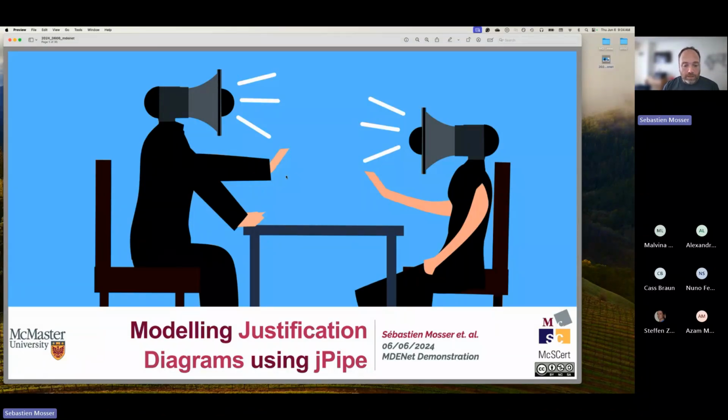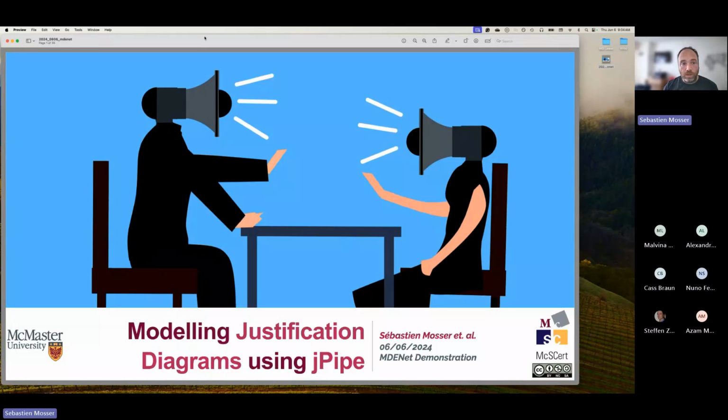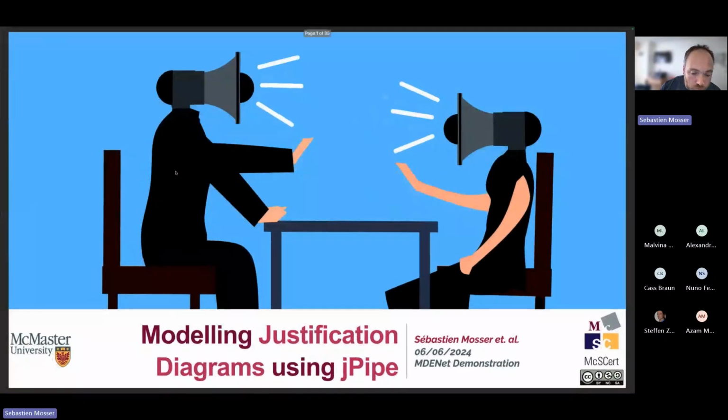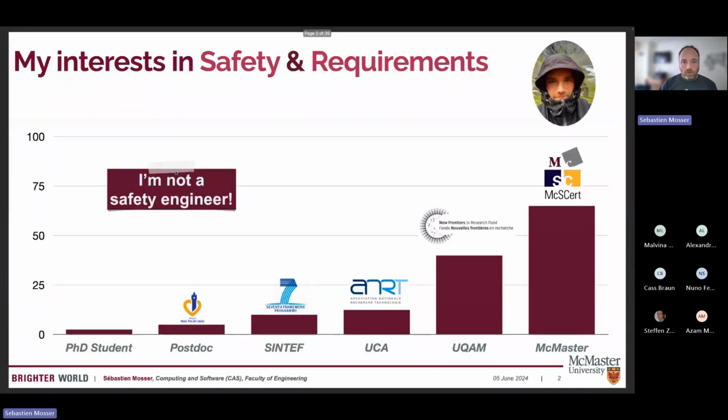What I'm going to present is the jPipe tool and, more generally, how one can model justification diagrams using such a tool. So first off, why am I presenting this, and why are we doing this in the group?